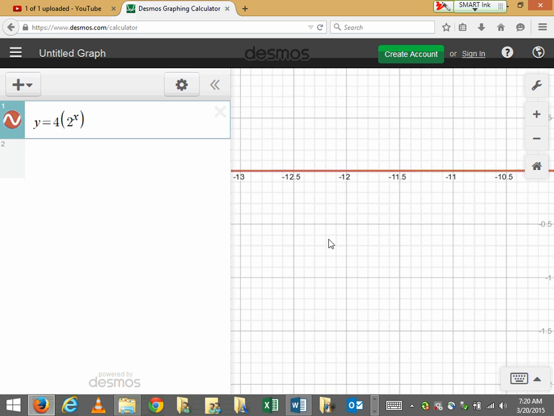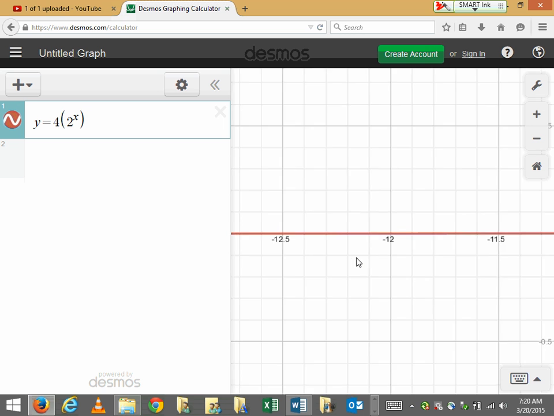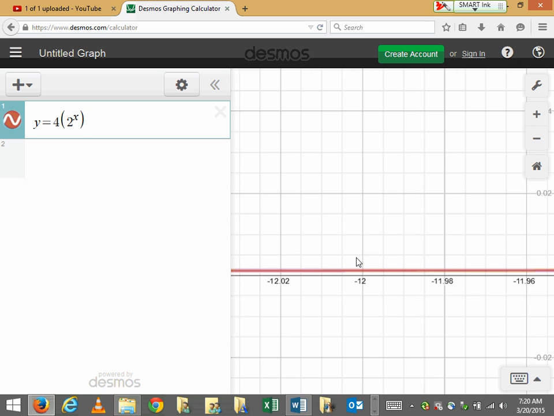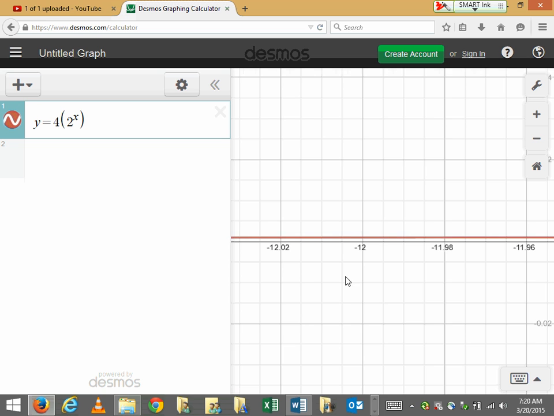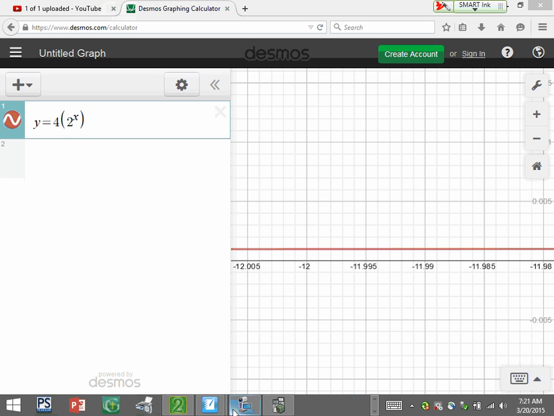It has certain capabilities. If I were to zoom in far enough, and I kept zooming in, zooming in, zooming in, you can see how very, very close. Look how tiny my scale is right now. My scale is showing you from negative 12 to negative 11.995. Then we get a little bit of a gap, right? It's barely above the x-axis. So it's getting very, very close to the x-axis, but it's never actually going to cross it. That's the interesting thing about asymptotes.